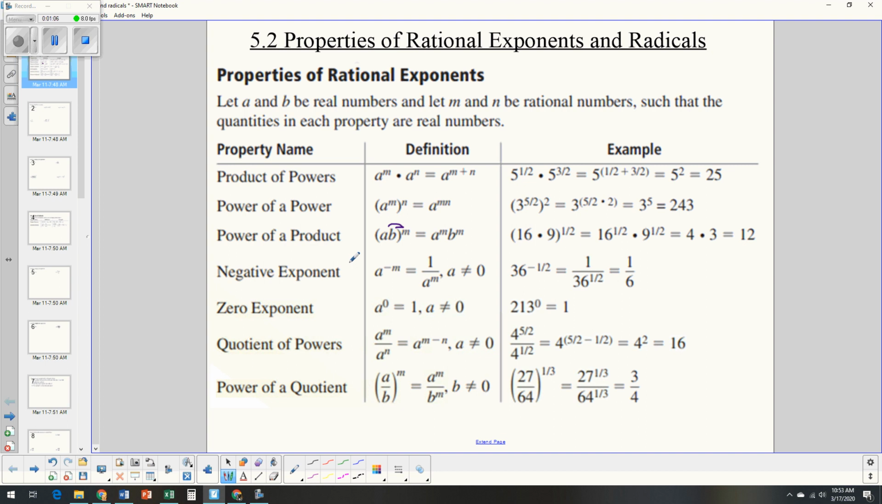Negative exponents, as you recall, we're not allowed to have in our final answer. So anytime we have a negative exponent, we're going to want to move it to the opposite side of our fraction. So in this case, it would go to the denominator. Zero exponent, anything to the 0 power is equal to 1.